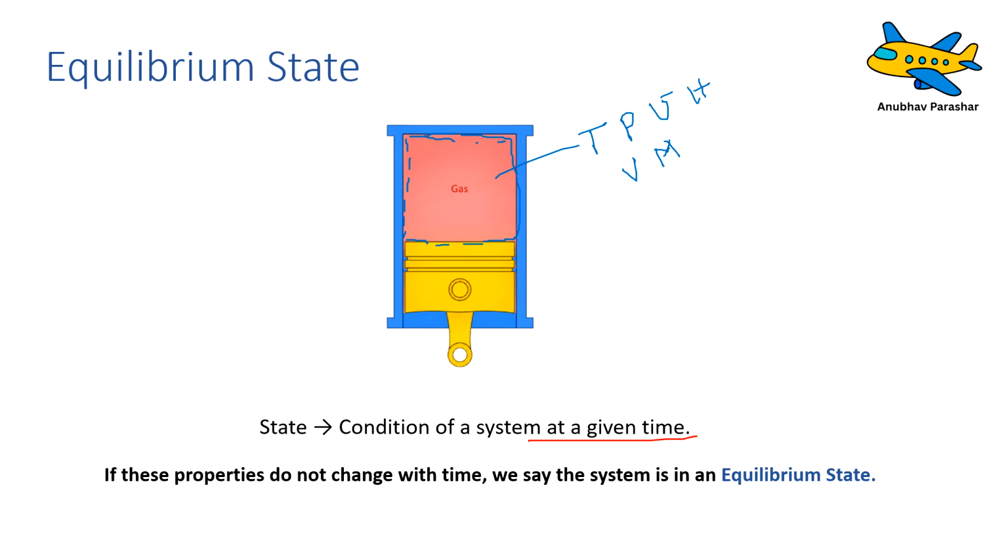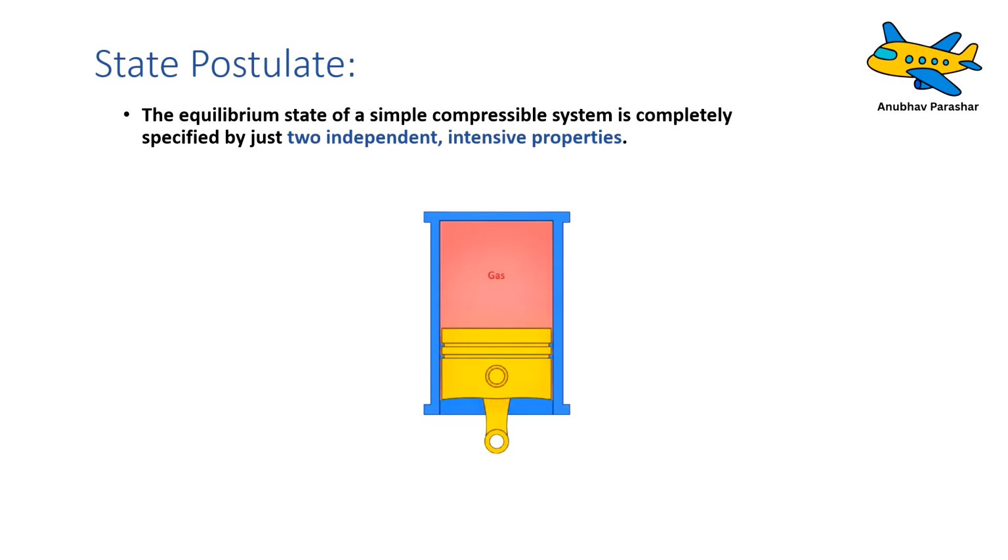Now, if these properties are not changing with time, we say that the system is in equilibrium state. The system is in equilibrium. The system and surroundings are in equilibrium. We call it equilibrium state. Now, the problem is, how many properties do we really need to study?